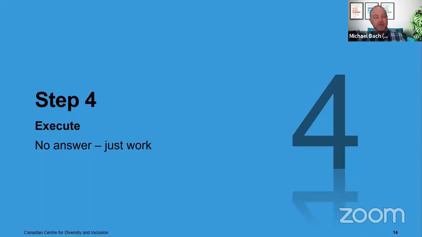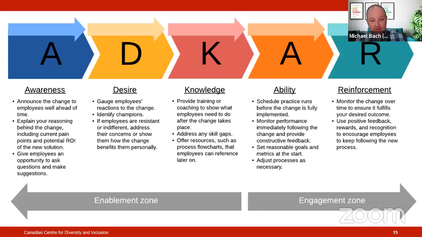Step 4, not terribly complicated. Execute. This is the hard part. You actually have to do the work. And I will tell you that there is a secret ingredient when it comes to execution, and that is change management. There are a number of different models from a change management perspective. This is called the ADKAR model. And like I said, there's lots of different models you can use from a change management perspective.